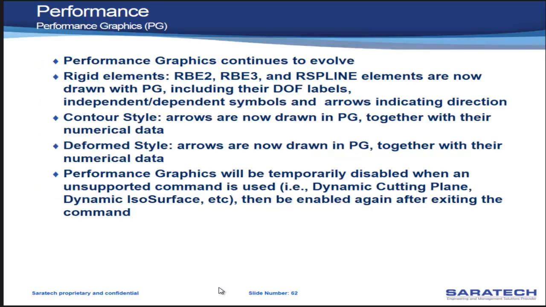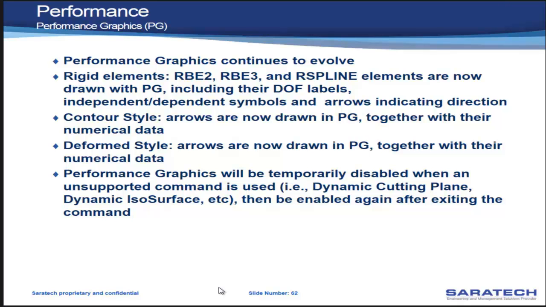And finally, there have been some performance graphics updates as well. The more our machines' performance graphics get better, the more the Femap development team works to keep Femap updated. Now our B2s and 3s, our splines are all drawn with performance graphics, including their degrees of freedom labels. Same deal with contour style and deform style.